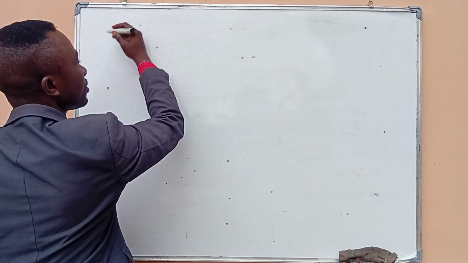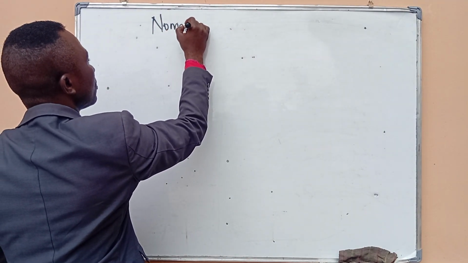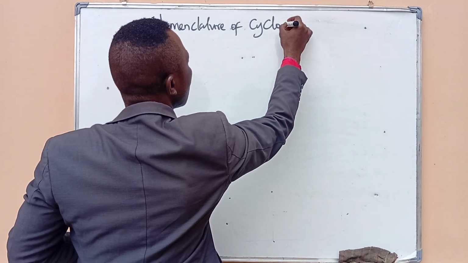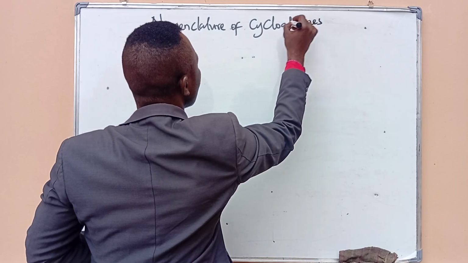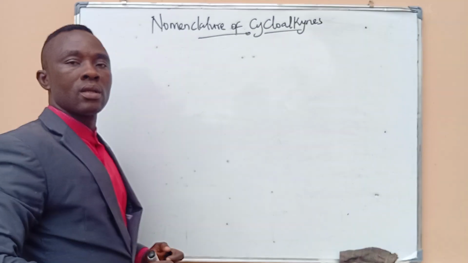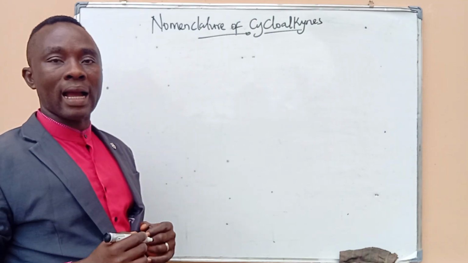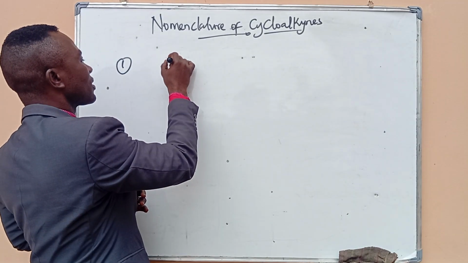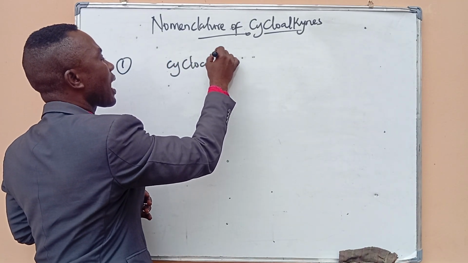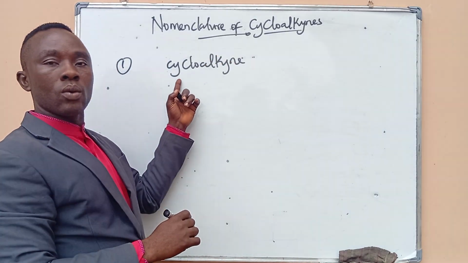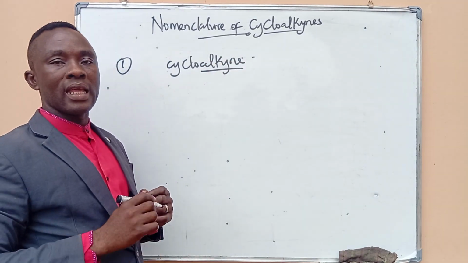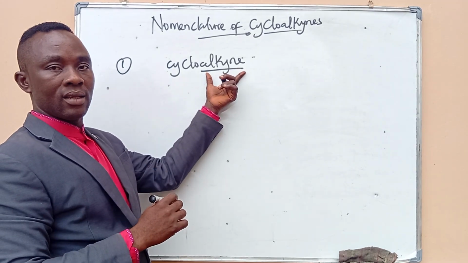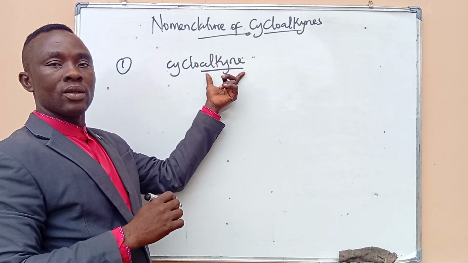Today's class is nomenclature of cycloalkynes. There are some rules that we apply in naming cycloalkynes. Number one, cycloalkynes are named as cycloalkynes, meaning that in their nomenclature, there is what? A prefix before the alkyne. The alkyne is determined by the number of carbon atoms.